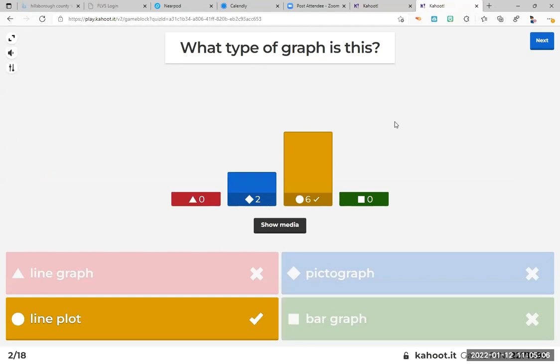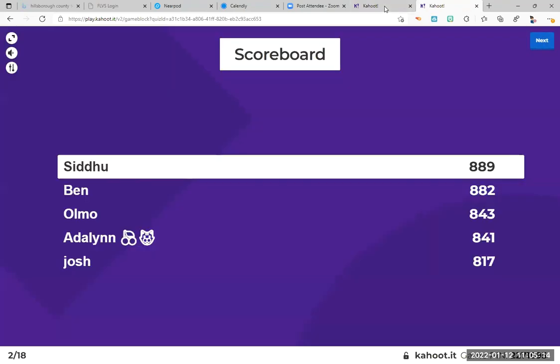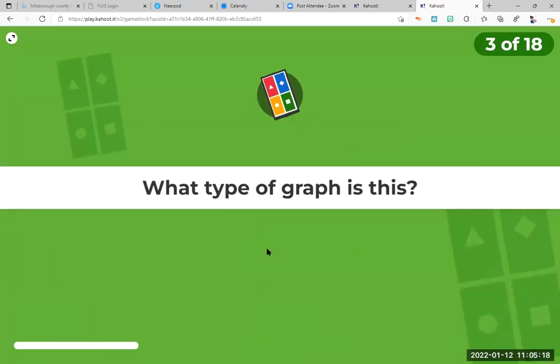So it's not actually on our curriculum, but you do need to know that there are different types of charts and graphs. So let's go to the next one. Good work. If you didn't know that one, don't worry about it. Next question. Let's see how we do with this one.